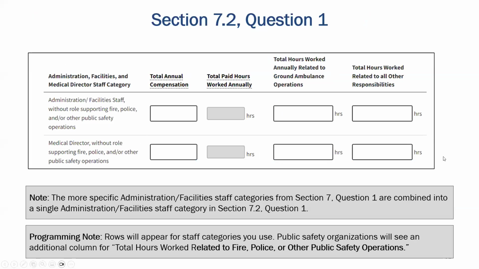So I'll quickly go through the rest of the subsections. They follow a very similar format. For section 7.2, question 1, you can see you need to report annual compensation, total paid hours worked, and then ambulance and everything else broken out. In this example, there's only 2 columns here because the 2 categories reported on the left in terms of the row headers don't involve fire, police, or other public safety roles. So that middle column we saw back in section 7.1 doesn't appear here.